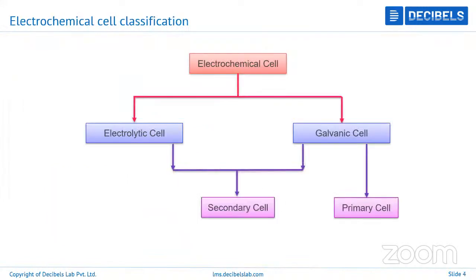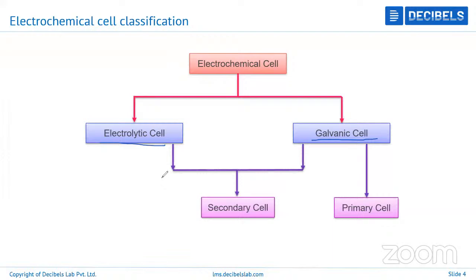Now we'll come to electrochemical cell classification. How exactly will we classify an electrochemical cell? Basically, we will classify them into two main categories. One would be an electrolytic cell, and the other one would be a galvanic cell.